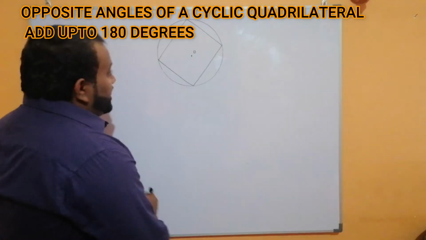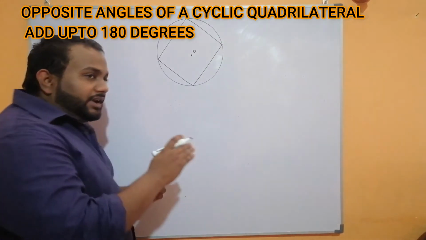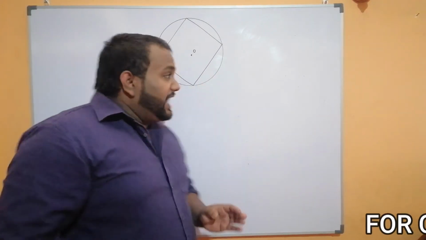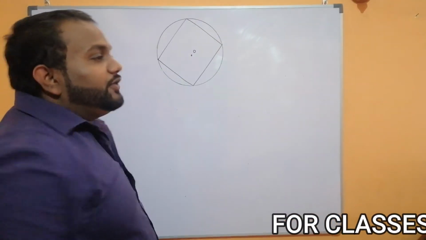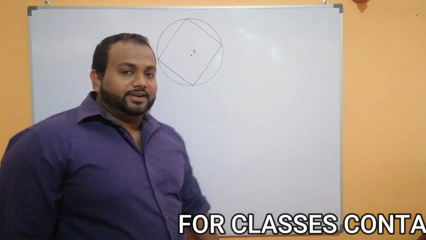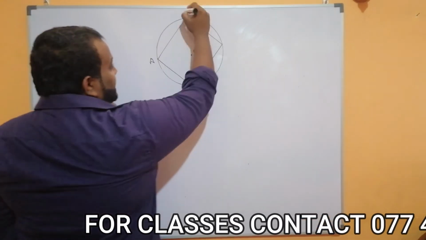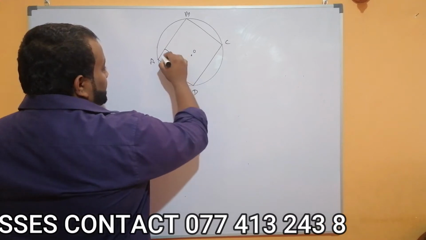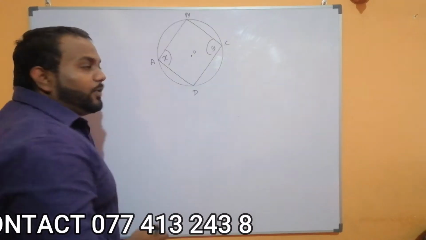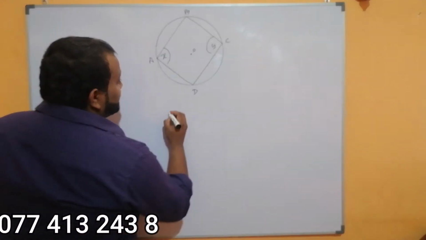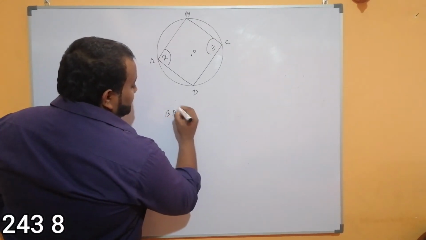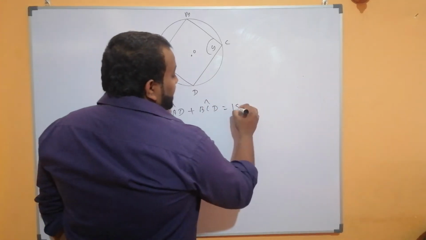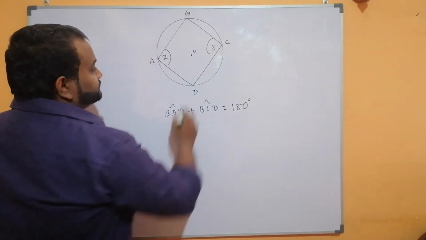Now let's look at this. Now this is a quadrilateral. A quadrilateral is a four-sided figure joined with straight lines. And because it is inside a circle, we call it a cyclic quadrilateral. Now, if I mark these corners as A, B, C and D, I can say that these two angles are opposite, which means I can say that angle BAD plus angle BCD add up to 180.